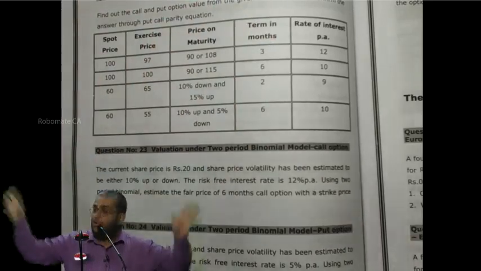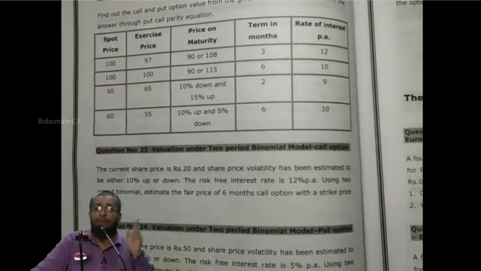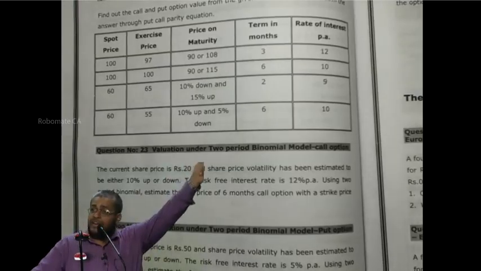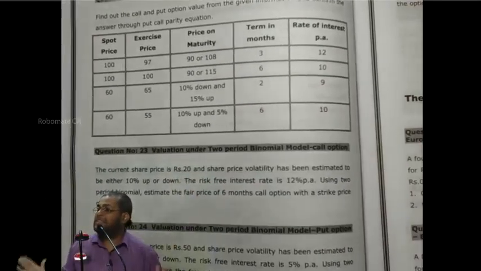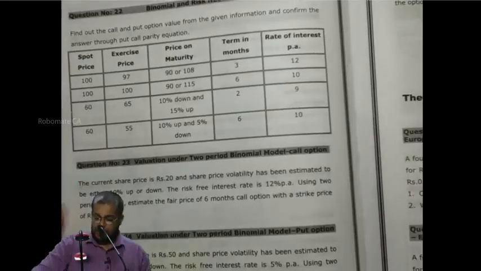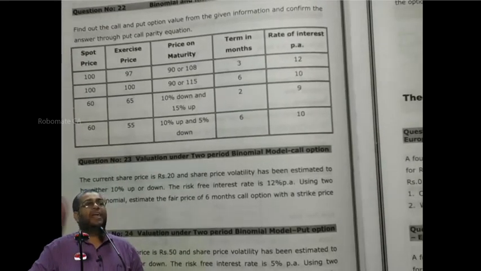Binomial can support only 2 FSPs, upper FSP and lower FSP. We are not having any boundary. So the price can be 90 or 108. Will it be 95? Will it be 107? No. It is either 90 or 108. We will see real options later, where binomial can be used only when there are only 2 possible prices. Everybody follow what I am saying? Next, term is 3 months. Interest rate is 12% per annum.